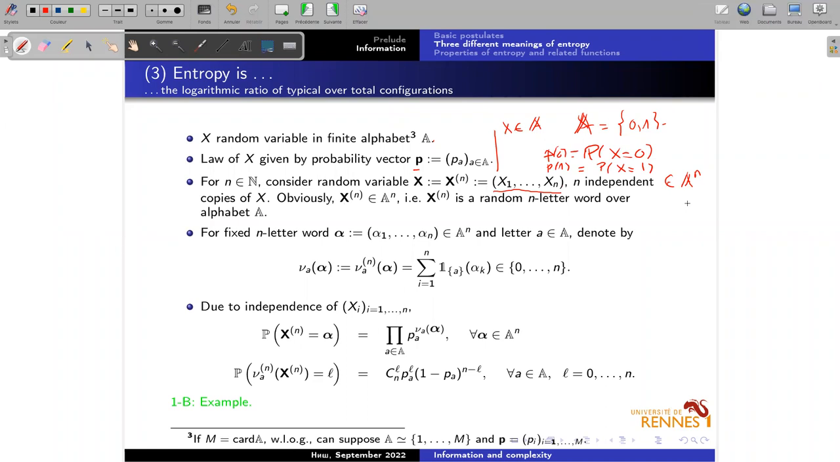Now for a fixed, and now forget about random variables. I'm looking just at words on the alphabet A of N letters. So alpha bold will be a word of N letters chosen in this alphabet, some fixed word. Now for every letter of the alphabet, I count how many times this word contains this letter, is equal to this letter. And this is just a number, and this number will be between 0 and N. Is it clear or not?